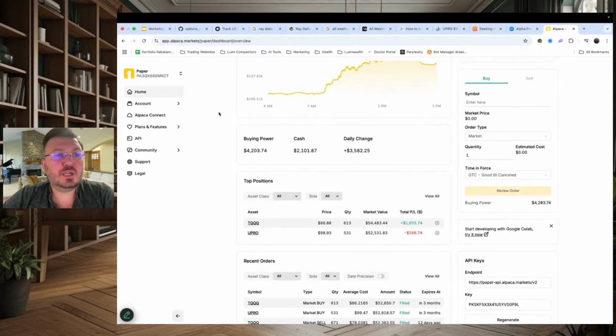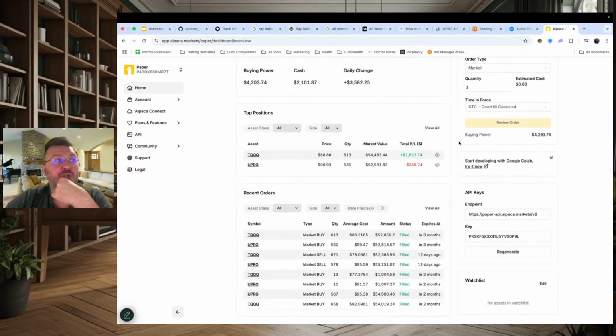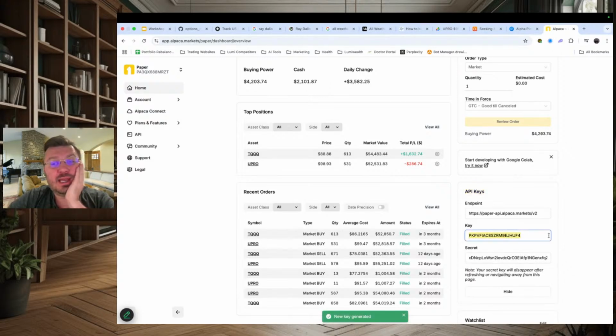So once you've gotten into here, you've created your account with Alpaca. We've gone to home. Now what we want to do is scroll down and find a section that says API keys. For me, that's on the right-hand side. If you're on your phone or a smaller device, it'll be lower down the screen. But basically search for a section that says API keys. When you get there, you'll see a button that says generate. For me, it says regenerate because I've already done this before. But either way, click on that button, generate new keys, and now you're going to get yourself an API key and an API secret. Okay.